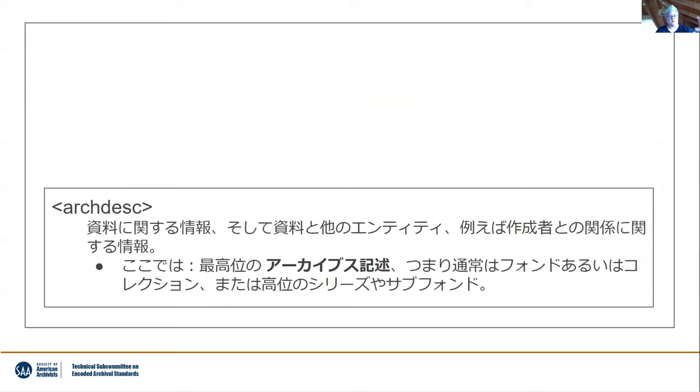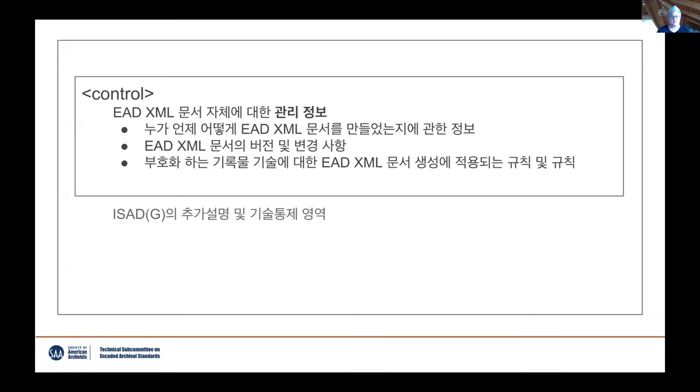And then the other part of EAD, the archdesc section, the archival description section, is essentially where all the information goes about the materials themselves, about the relationships between the materials and other entities like the records creators. And that includes everything from the very highest level of archival description, like the fonds or collection, to the lower level of descriptions, like the files or items.